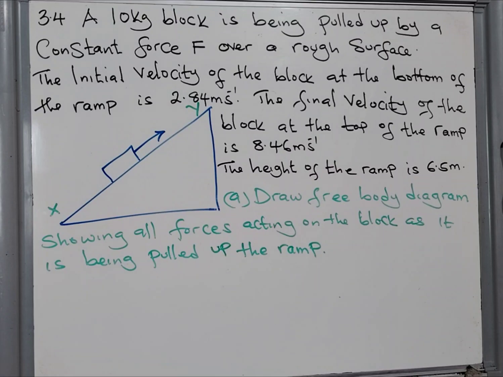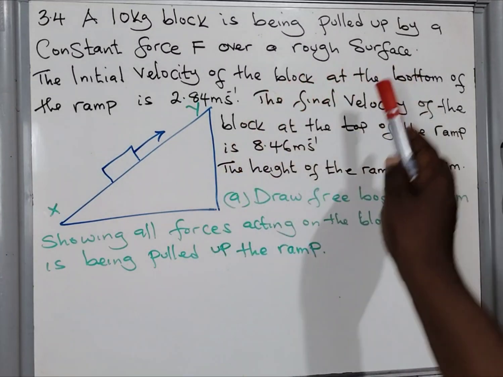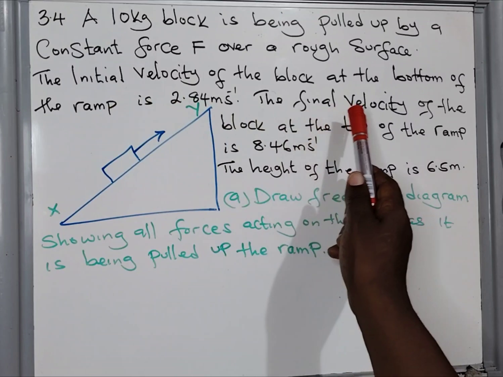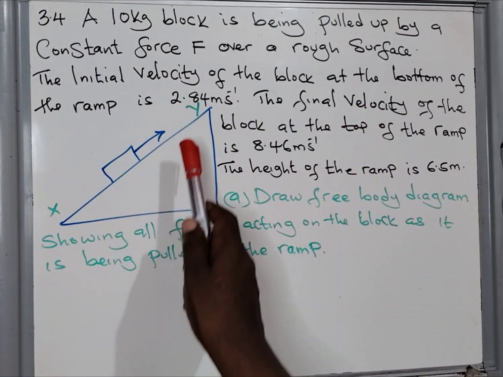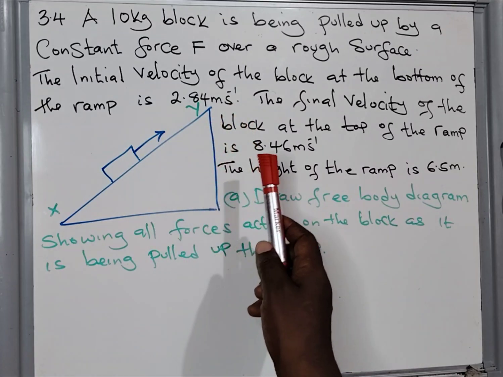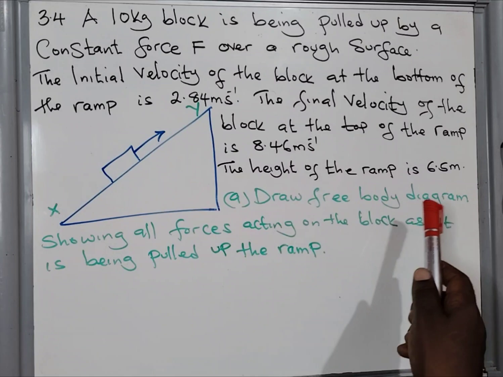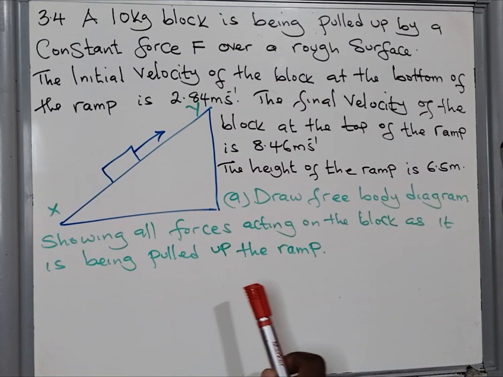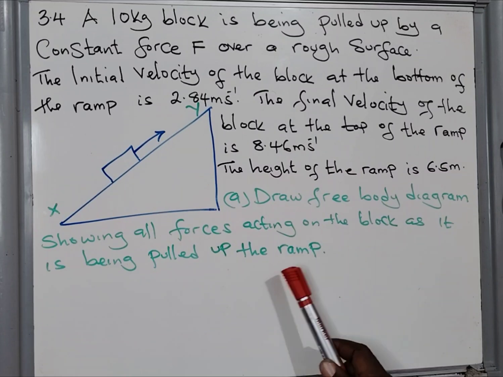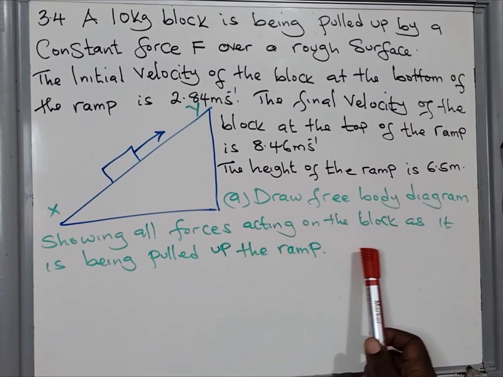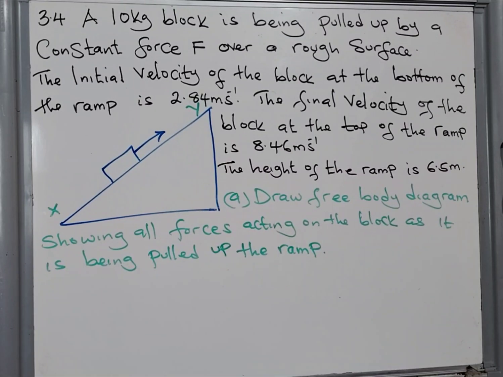Yes, tonight we are looking at this question. It says that a 10 kg block is being pulled by a constant force F over a rough surface. The initial velocity of the block at the bottom of the ramp is 2.84 meters per second. The final velocity of the block at the top of the ramp is 8.46 meters per second. The height of the ramp is given, and then the question says: draw a free body diagram showing all forces acting on the block as it is being pulled up the ramp.